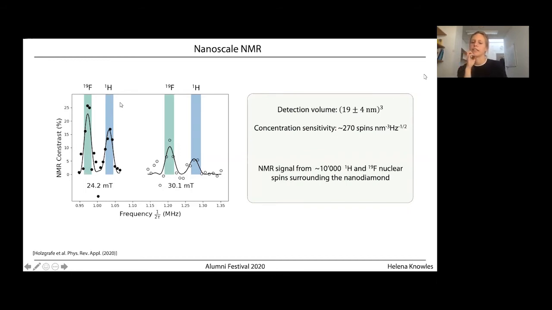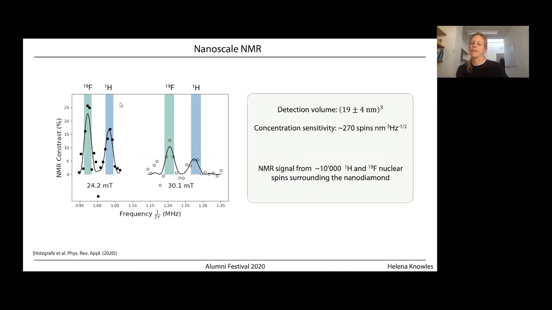Here we're looking at a detection volume of 19 nanometers cubed. So this is really truly nanoscale sensing. And we're looking at a concentration sensitivity of 270 spins per cubic nanometer per second. So we're really sensitive to quite a small number of spins. And indeed, the data set shown here on the left is for an NMR signal resulting from around 10,000 proton spins and fluorine spins.